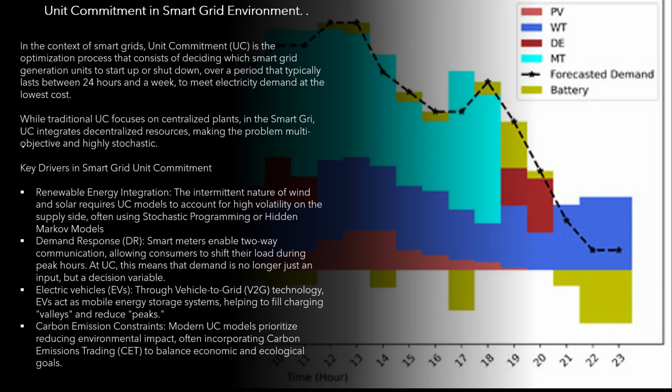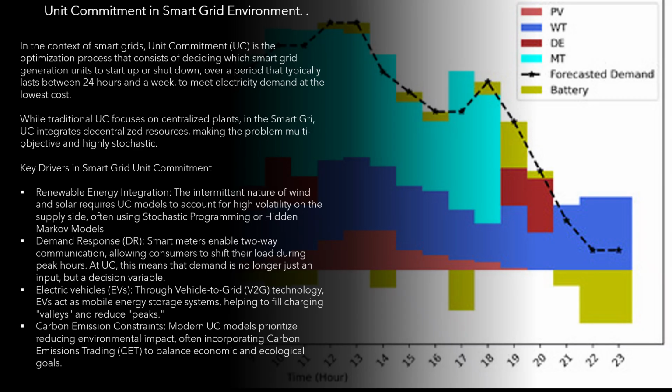Key drivers in smart grid unit commitment: renewable energy integration. The intermittent nature of wind and solar requires UC models to account for high volatility on the supply side, often using stochastic programming or hidden Markov models. Demand response, DR. Smart meters enable two-way communication, allowing consumers to shift their load during peak hours. In UC, this means that demand is no longer just an input, but a decision variable.